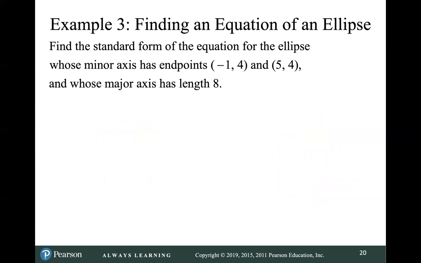So our example 3 here, find the equation of an ellipse. Find the standard form for the equation of the ellipse whose minor axis endpoints, that means it's the small one, are at (-1, 4) and (5, 4). So that means this distance is 6. The center will be halfway between it at a distance of 3.